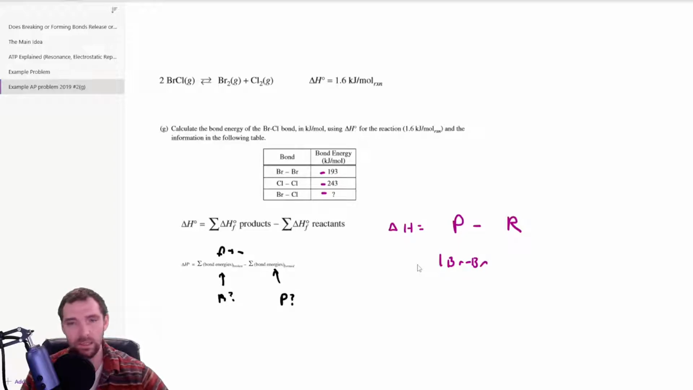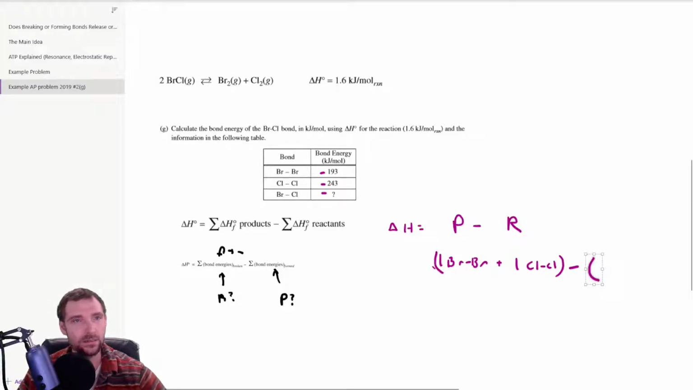And you can see right here that in your products, you're going to have one bromine bond, and that's going to also be with one of the chlorine bonds. So that's my products right here, right? And then minus my reactants. Maybe we could do that in a different color. Do that green. Okay. And then our reactants here was the BrCl. And we actually have 2 of those.